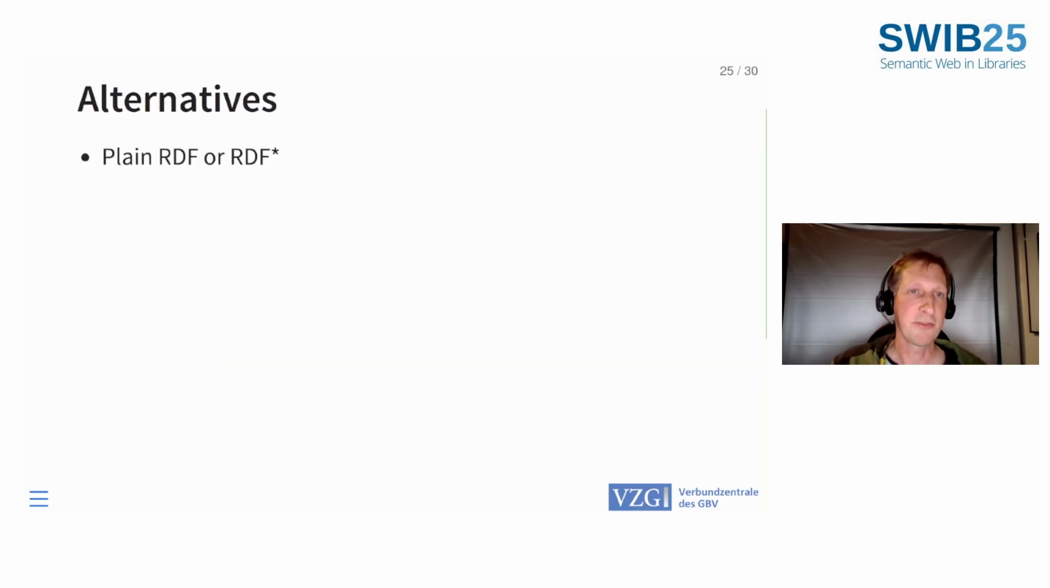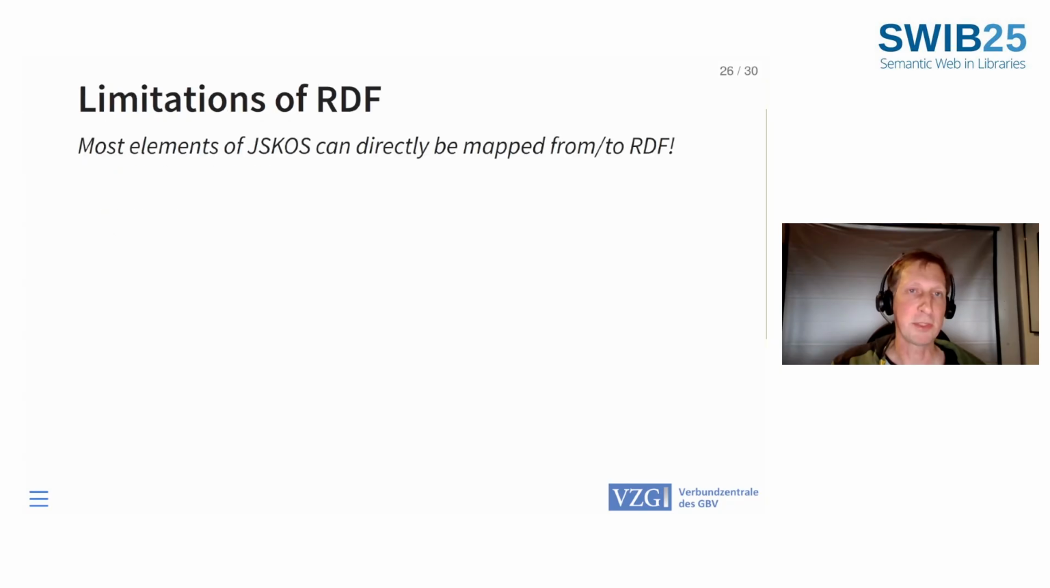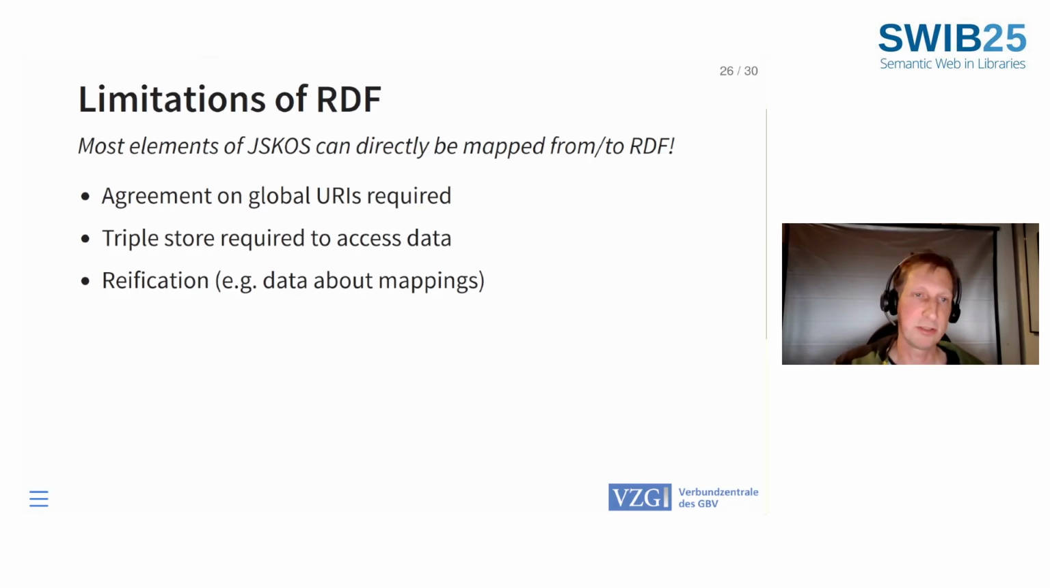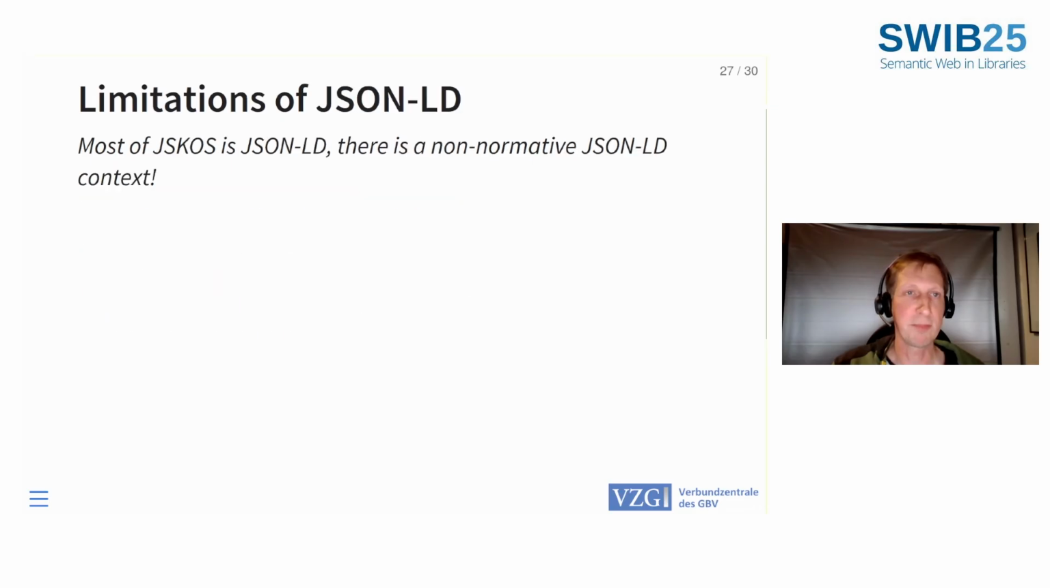So there are alternatives. Yeah, you could use RDF, JSON-LD, or property graphs, but all of these have limitations. So JSKOS can be mapped to RDF, but we need to agree on URIs, or for some fields, we don't know which ontology is best to choose. We need a triple store to access the data within RDF, and then for mappings or other complex data types, we would need to introduce reification, and this is complicated. And RDF-star even adds more complexity. So just RDF alone is too complex for a web application.